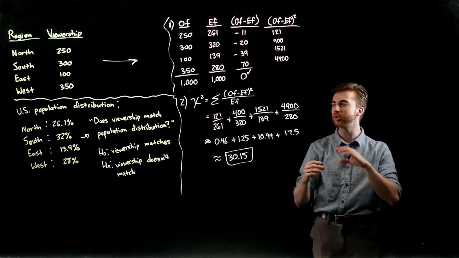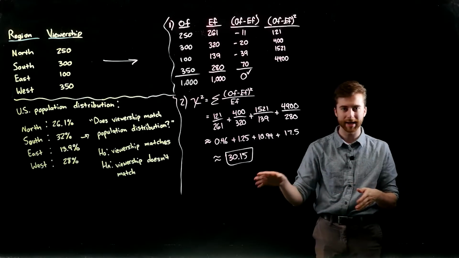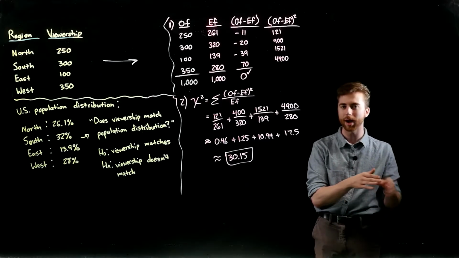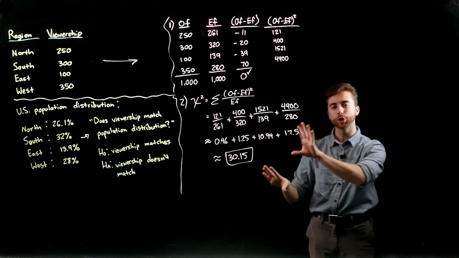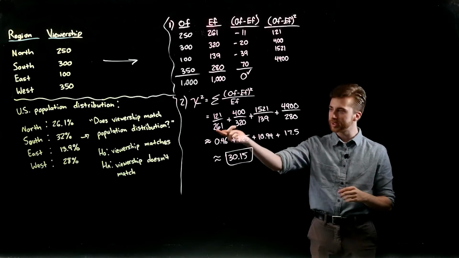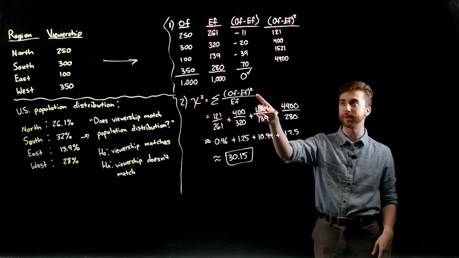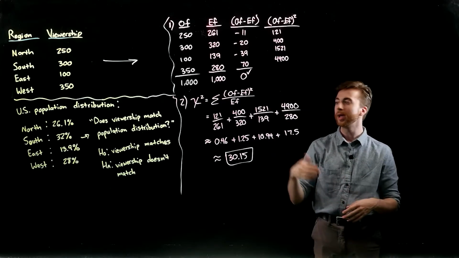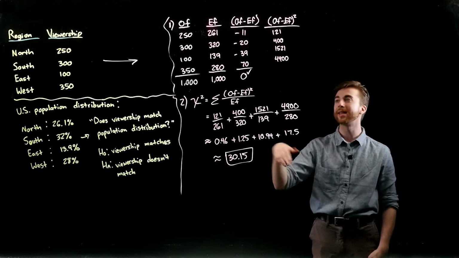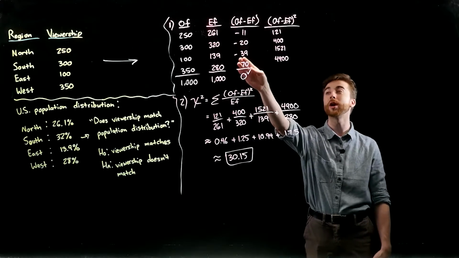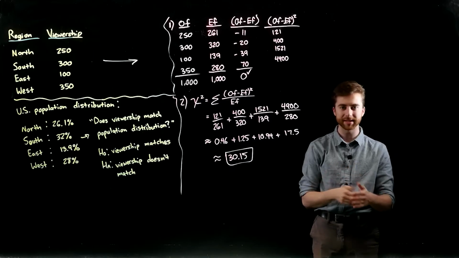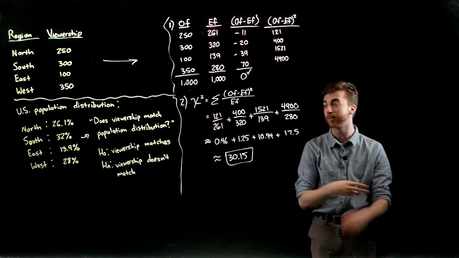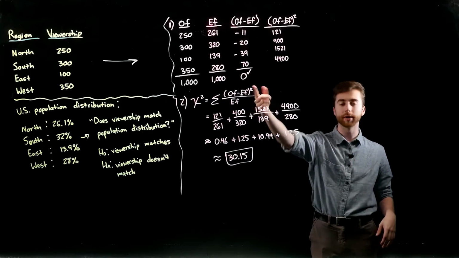So you can see, it's not like even across the board like the last problem where we asked, are they equally likely or not? So it's just 25 all the way down. In this case, we're matching it to something else. So I did 26.1% times the 1,000 people, which gives us 261. If 32% of people live in the south, then I would expect that 320 of these 1,000 people tune in for the show from the south. So I'm just applying the population distribution percentage to the overall number of people we sampled.